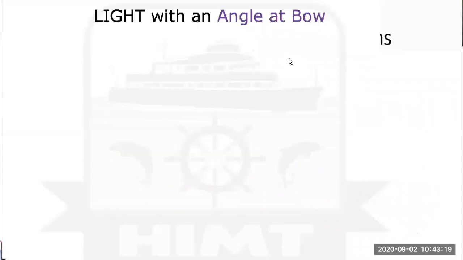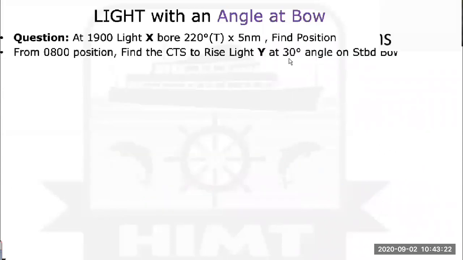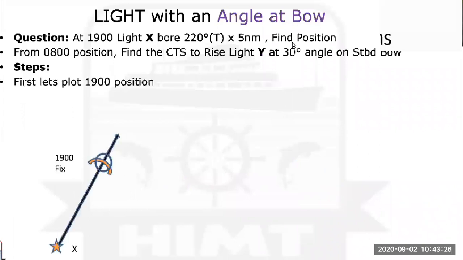Now look at it. When you come to the chart, your first part of the question was plotting the 1900 position. You did this. This has got no relation with Y. This is the Y light. Okay, I did a small thing I shouldn't have written. I should have marked it the other way around.